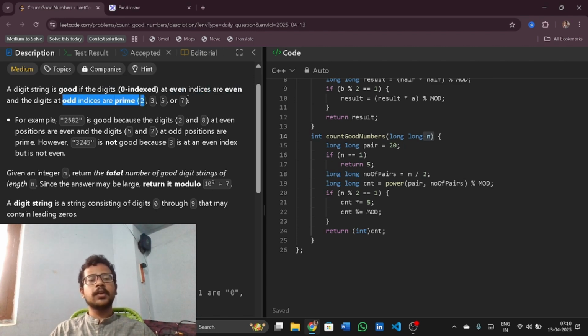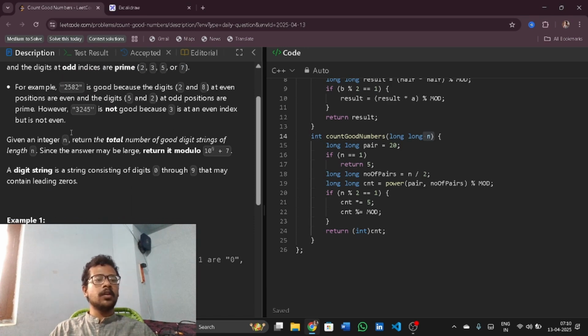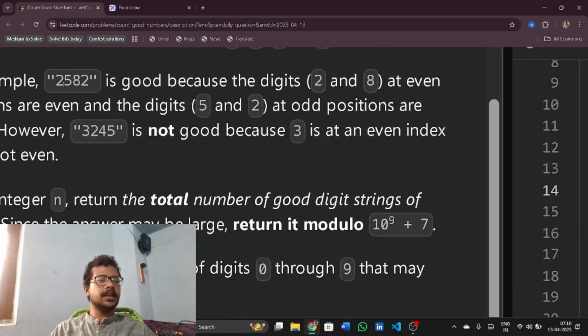They also gave us the prime digits: 2, 3, 5, 7. For example, 2582 is good because at index 0 we have an even number, and at index 2 also an even number. At index 1 and 3 we have prime numbers 5 and 2. 2 and 5 are always prime digits, right?